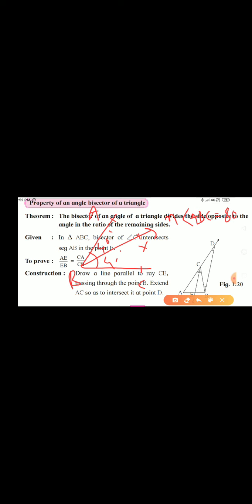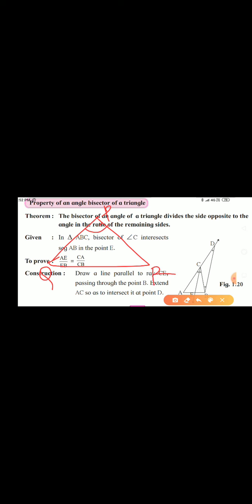Now we have to see the property of the angle bisector of a triangle. So see what the theorem is first. According to the theorem, suppose there is a triangle, any triangle like this. Suppose P, Q and R, and suppose we have to bisect angle P, then this angle is bisected by this ray, and here is a point, suppose A.